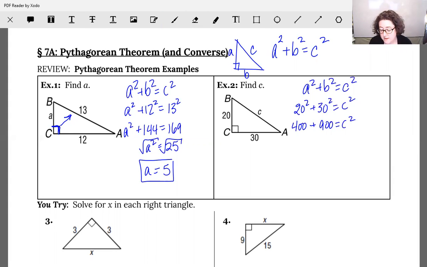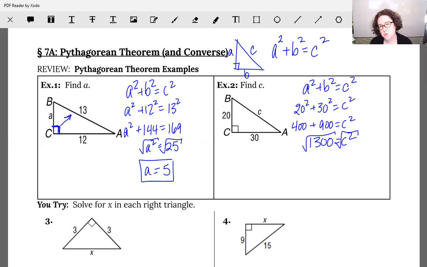Well, you think about it. 2 squared is 4. And then we have a 20, so we're multiplying a couple extra zeros or a couple tens in there. 400 plus 900 gives us 1300 is c squared. And same as before, we need to take the square root of both sides. If I double check that on my calculator, the square root of 1300 does not come out as a nice value.